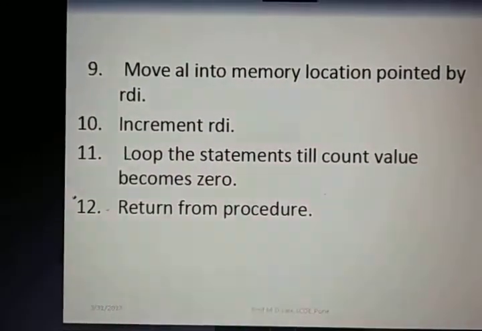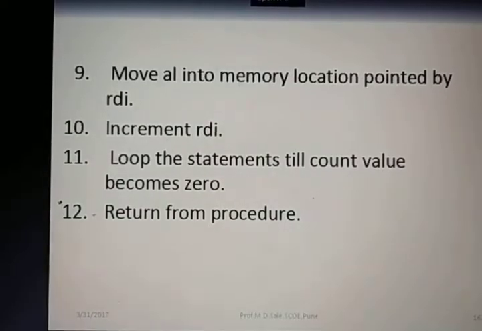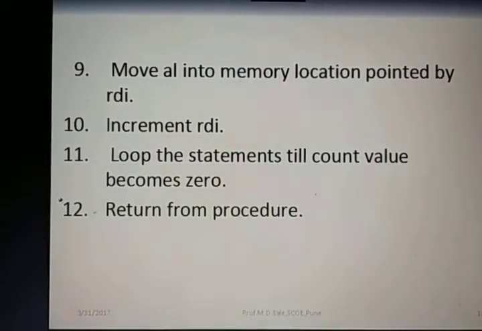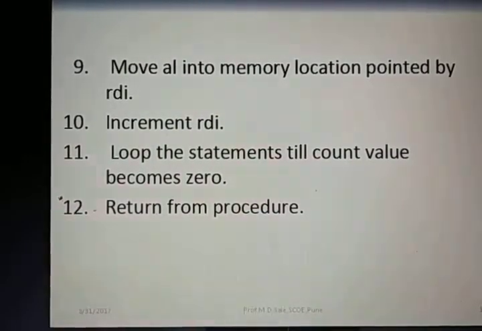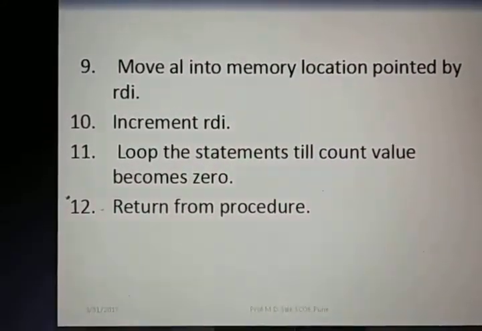Then move AL into the memory location pointed to by RDI. Then increment RDI and loop the statement till the count value becomes 0. It means you perform that operation until you have converted all the numbers into ASCII format. Then return from the procedure.